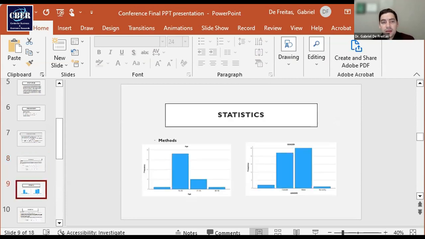You can see in this slide, we also represented our age and gender frequencies in tables. You can see here age, and you can see here gender.